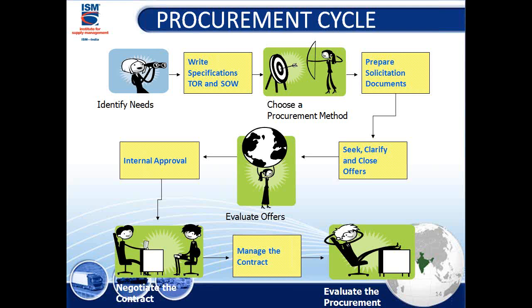Internal approvals: being in the public sector, you need internal approval. And after approval, negotiate the contract. I know this is a very touchy word, negotiate. Some organizations feel there should be no negotiation. We have done the competition, we got the lowest price, and the award of the contract is based on the lowest price. What is there to negotiate?